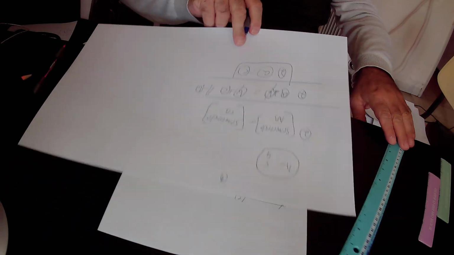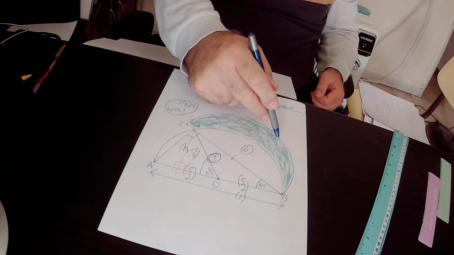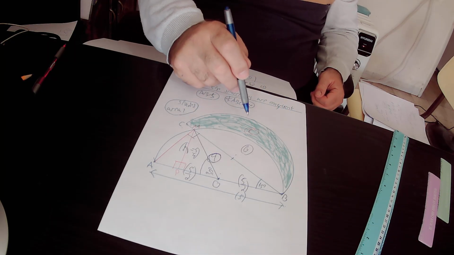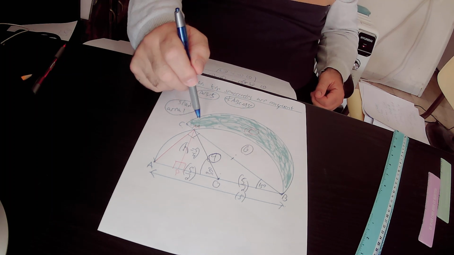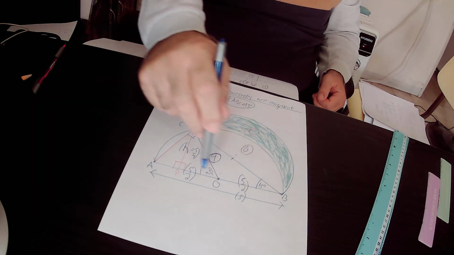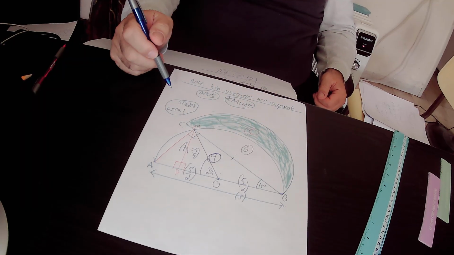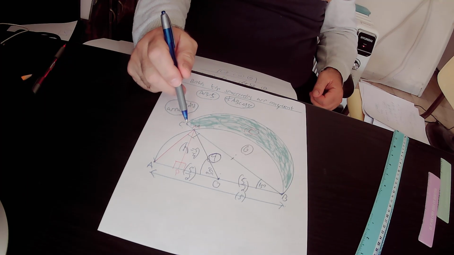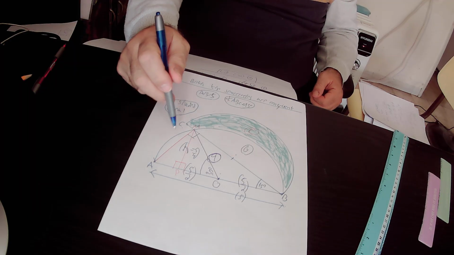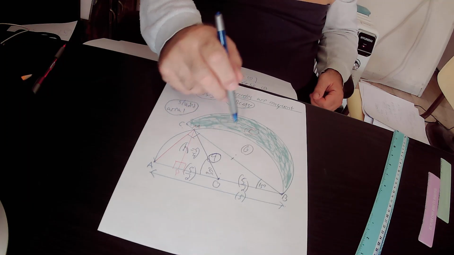So if you know that the size of this shaded area, C, is equal to the size of this shape, that is actually shape A and B. So in order to find out the size of this shaded region C, we just have to find out the size of this shape A and B, and it will be equal to the shaded area because A equals C.